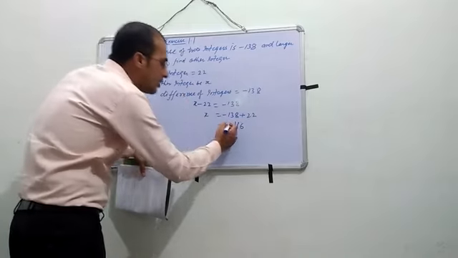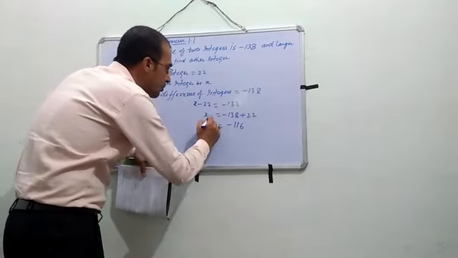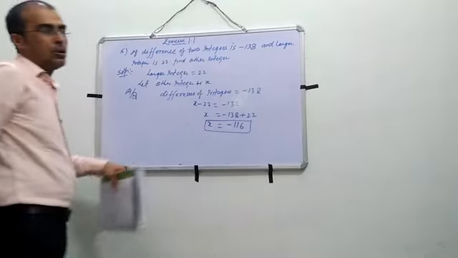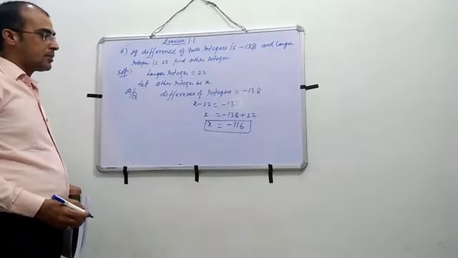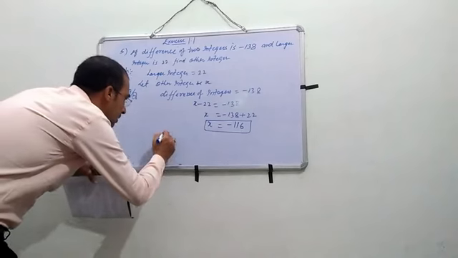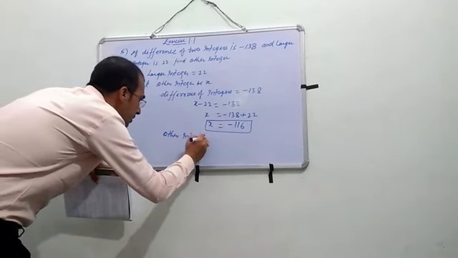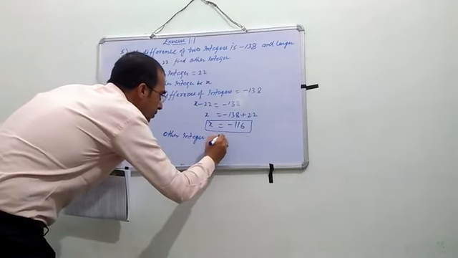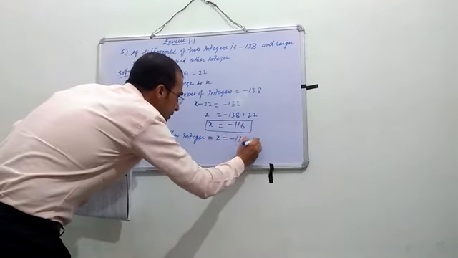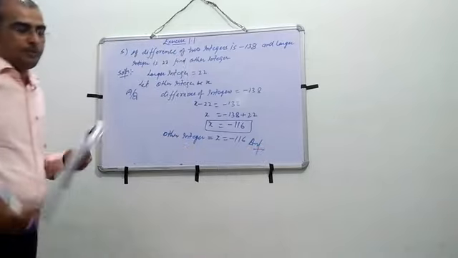And what will be the sign? The sign will be negative. So x equal to minus 160. Then the other integer will be equal to x equal to minus 160. This is your required answer.